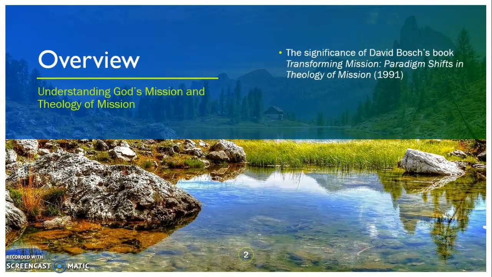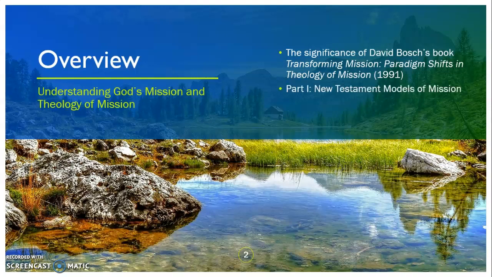It's a book that was first published in 1991. And as you can see in the subtitle, Paradigm Shifts in Theology of Mission, it directly relates to one of our key themes for this week, which is to have a theology of mission that informs our intercultural engagements. And so Bosch's book is very important. It's also very long. In the 2011 edition, it's over 600 pages. And I hope someday you'll find the time to read it in its entirety. But for now, I want to give you an overview.